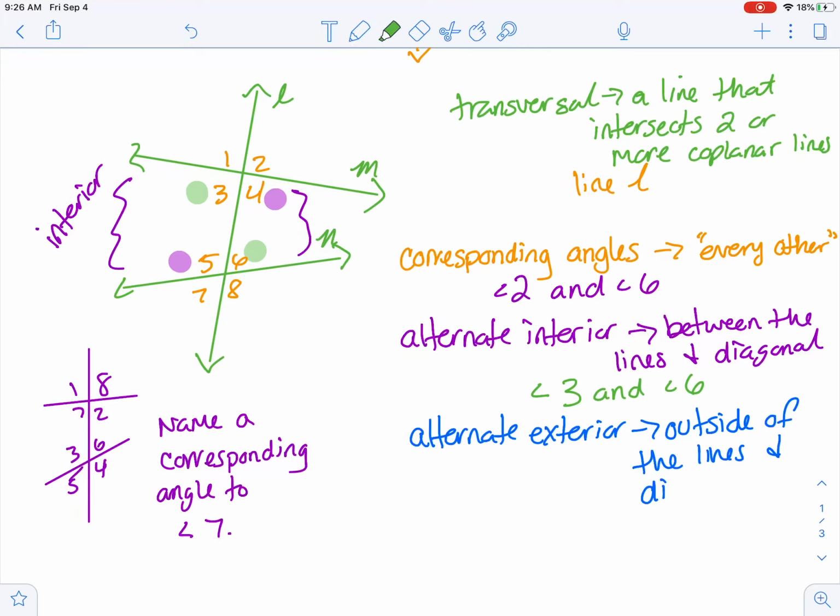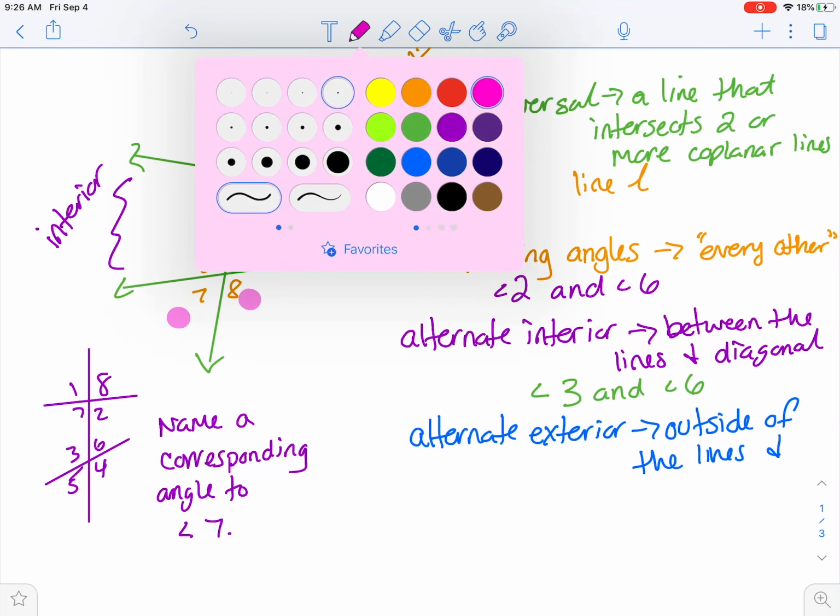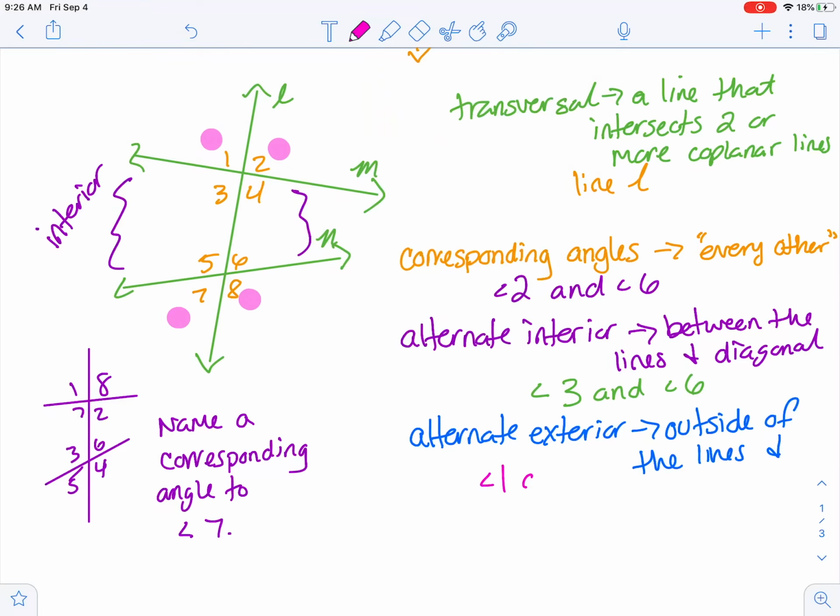Outside of the line, let me get rid of these little purple, or the green and purple dots. Well, it doesn't want me to get rid of it. There we go. Okay, so what do we have? We have outside of the lines and diagonal, 1 and 8, 7 and 2. Okay, so angle 1 and angle 8 would be a good example.